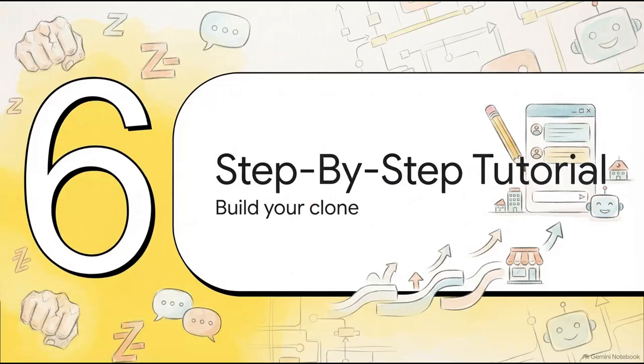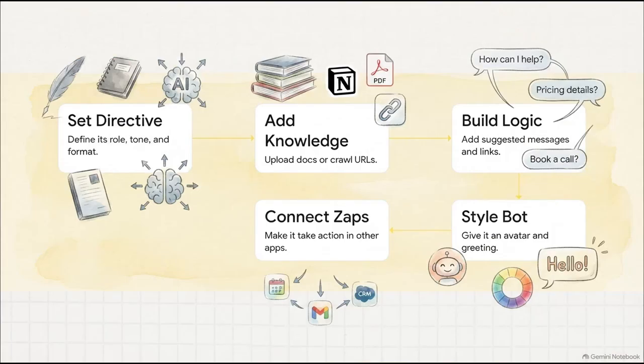All right, crack your knuckles. Section 6, step-by-step build tutorial. This right here is the ultimate masterclass test. I am going to give you the rigorous, tactical instructions to get your bot built and live. Follow these steps exactly, and you'll have a working clone in like 20 minutes. Step 1, set the directive. This is your system prompt. Tell the AI its role, its tone, be sassy, be professional, and how it should format its answers.